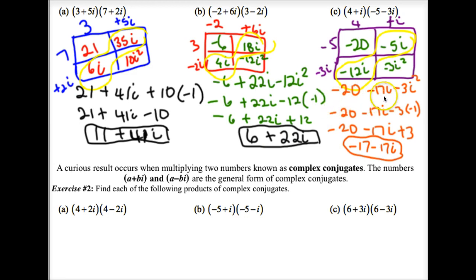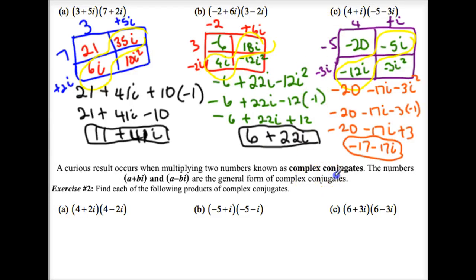Negative 20 minus 17i minus 3i squared. Remember, i squared is negative 1, and go ahead and simplify. Look through the step by step and see how it goes. So, we're going to talk about complex conjugates.